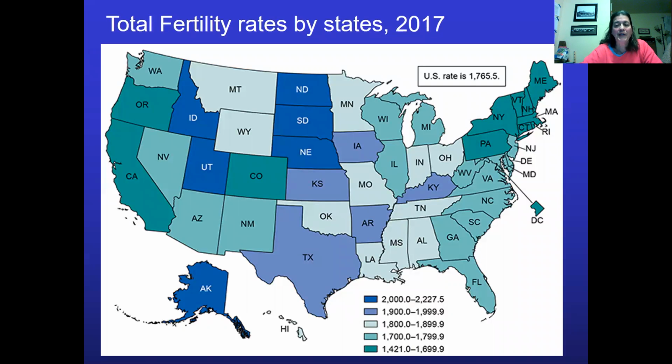Looking at total fertility rates in 2017, you can see that states like the Dakotas have fairly high fertility rates. Other states, a lot of the ones in the South here, are not so high. We're kind of middle of the road for fertility rates.